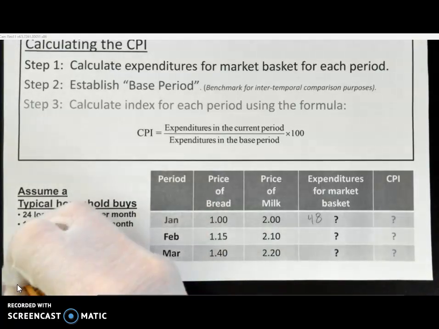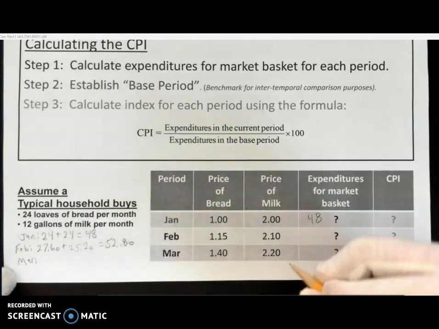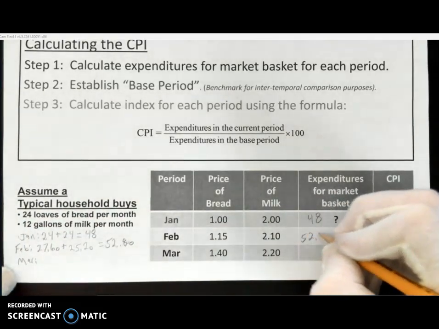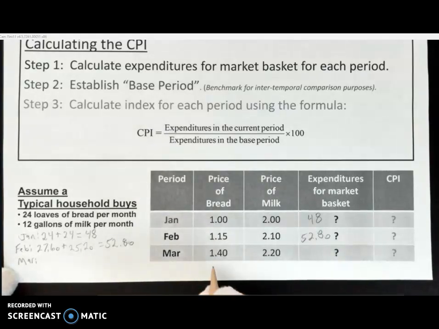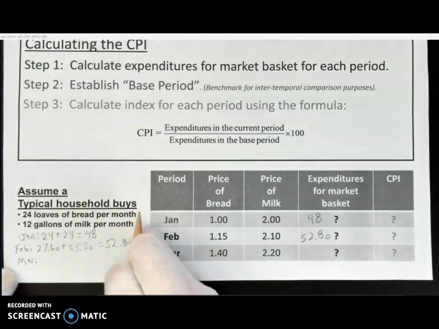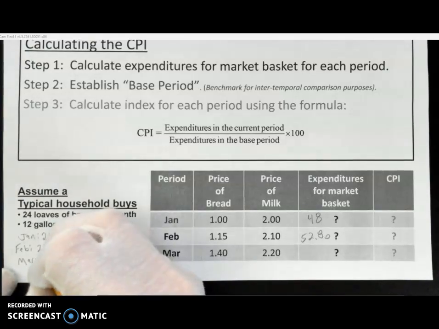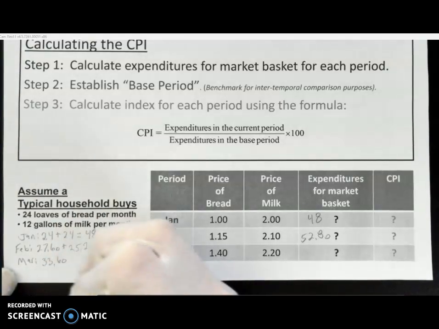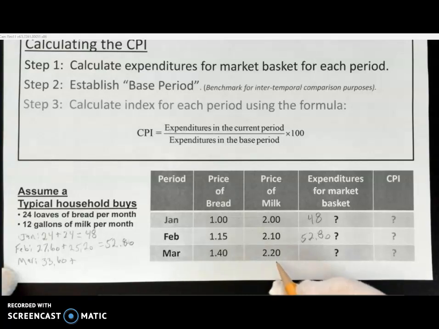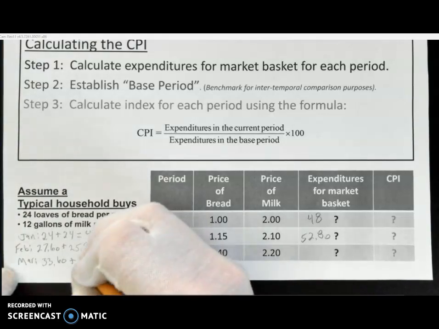And then for March, we're paying $1.40 for bread, still buying the same 24 loaves. So 24 times 1.40 is 33.60 for loaves of bread. And then milk, we're paying $2.20, so 2.20 times 12 gallons of milk, and I get 26.40.